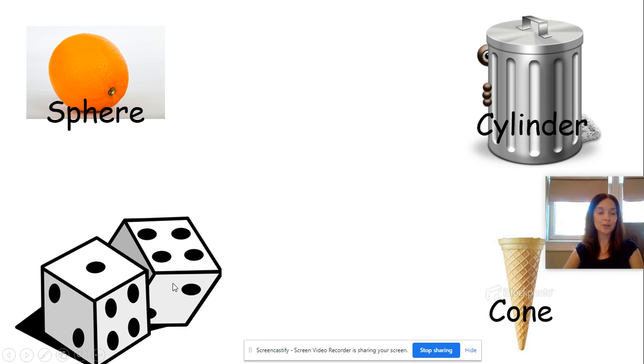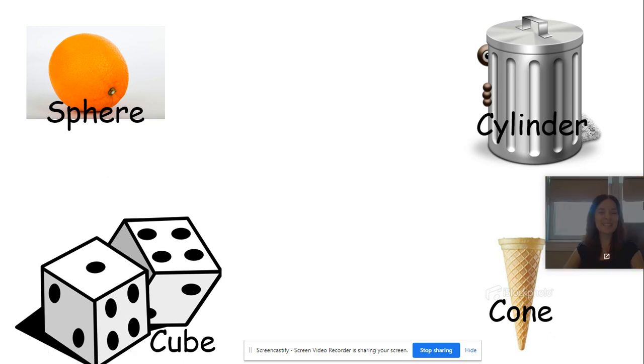Okay, the last picture is the dice. What solid shape do you think the dice are? Cube, right? Dice have all flat surfaces, no curved surfaces. 6 flat surfaces on dice. If you've ever noticed, there are dots on dice. Usually they have 1, 2, 3, 4, 5, 6, the numbers on them. So that is the shape of a cube because it has 6 flat surfaces.